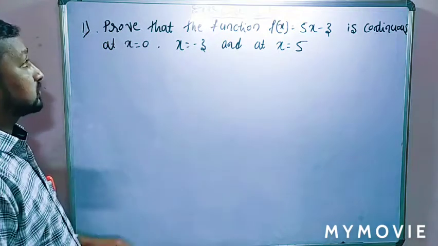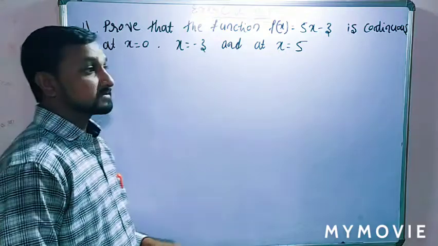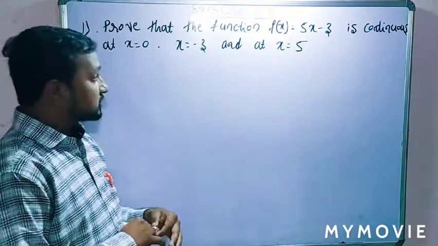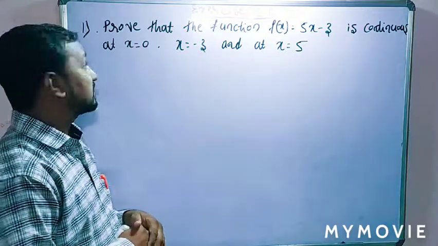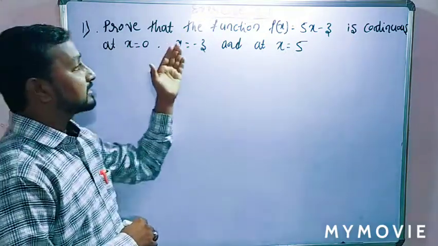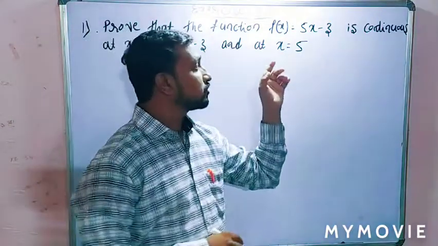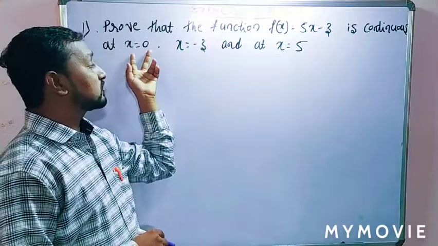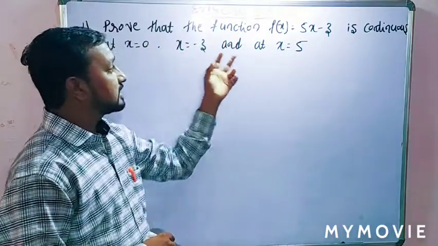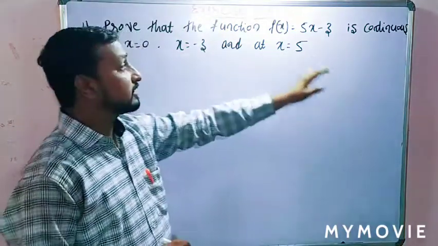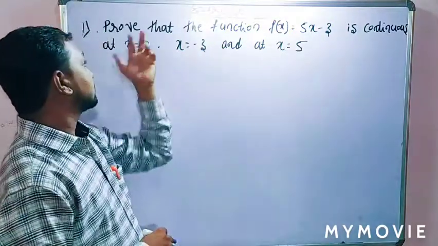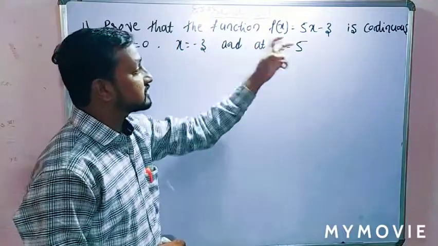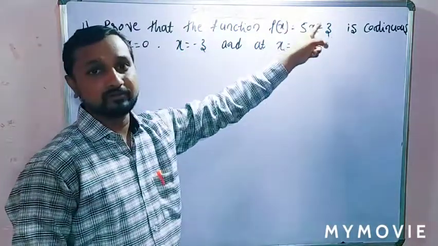Hello students. This exercise 5.1 is based on the continuity concepts. We already discussed this type of example: prove that the function f of x equal to 5x minus 3 is continuous at the point x equal to 0, x equal to minus 3, and at x equal to 5. This function is continuous at these three particular points, but the function should be only one function.